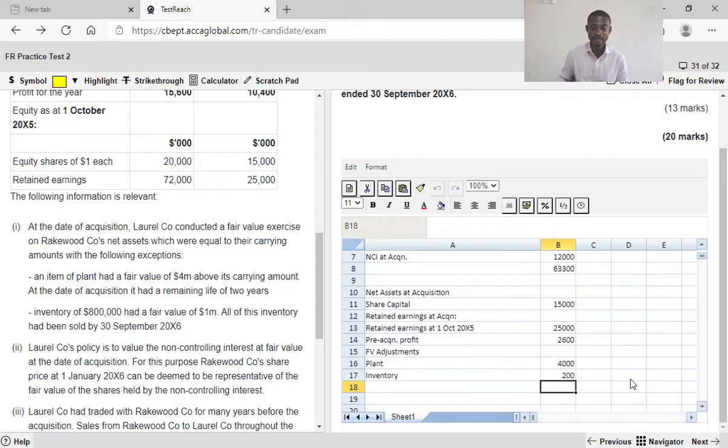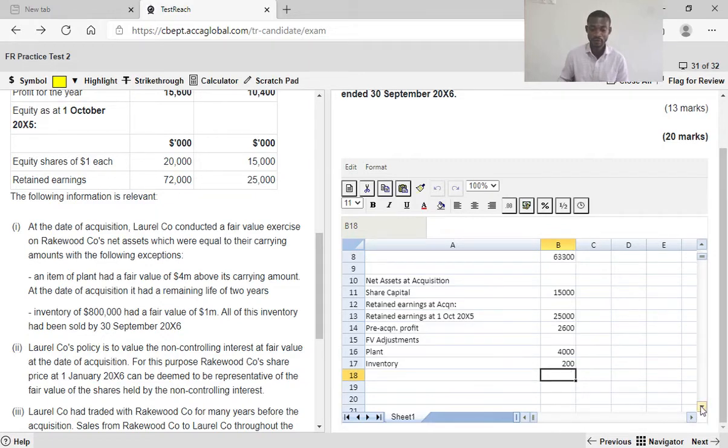So having done this, what I will do is to find the sum, the total of these net assets at acquisition, and I'm going to perform what we call the manual sum. And please take note, very important in the spreadsheet, because you don't have auto sum functionality in the exam. There is no auto sum. So what I'll do is a manual sum.